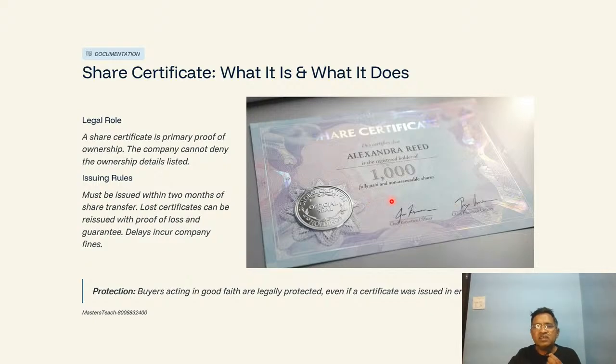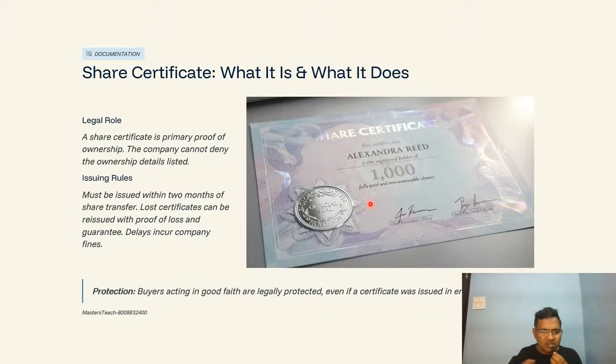This has the date and the official stamp. The company is an artificial person, so it has the common seal and mentions the company's name. Each share certificate has a distinctive number, the number of shares, and the name of the shareholder, and it is signed by the company's chief executive officer. Nowadays everything is there digitally.